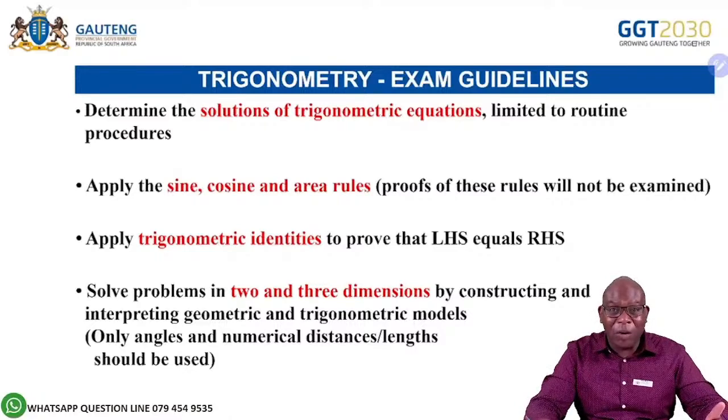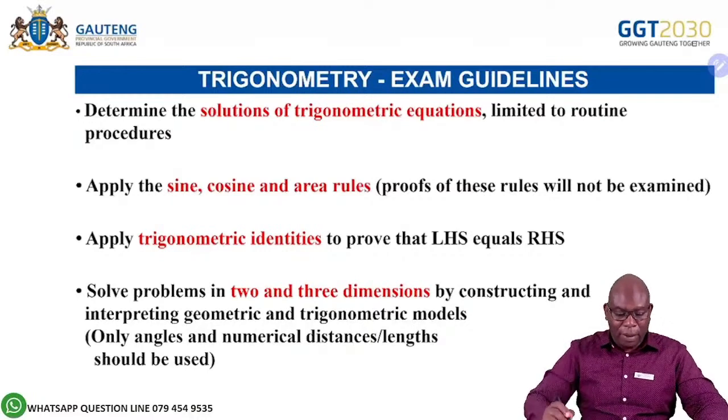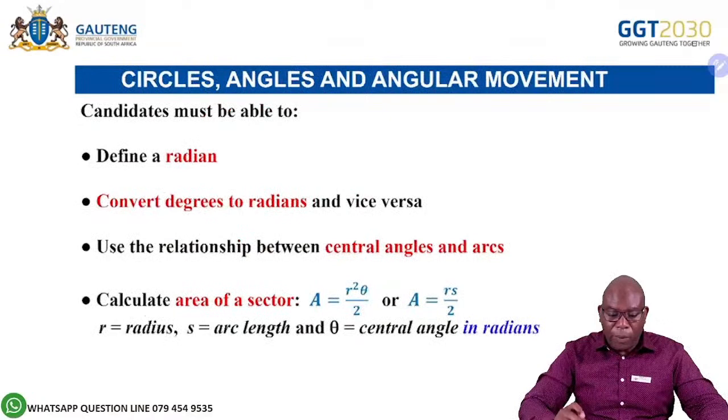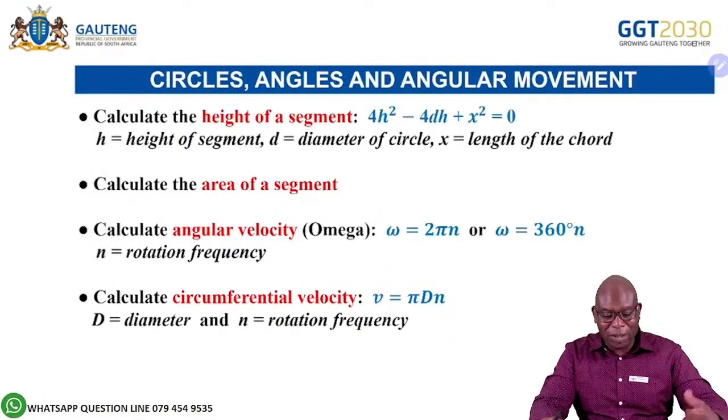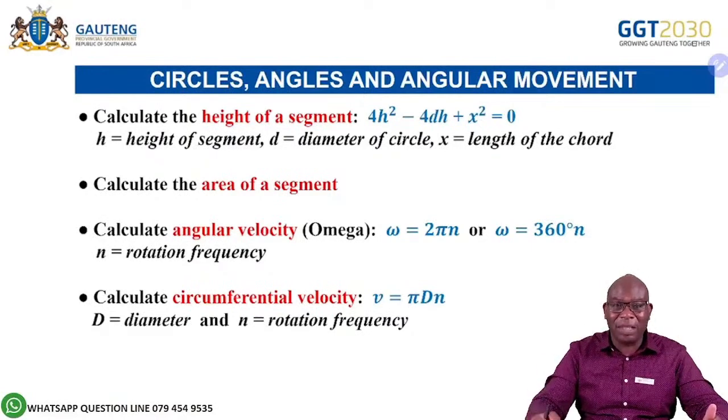In circles, angles, and angular movement, we have to know how to define a radian. We need to convert degrees to radians. We need central angles and arcs. We need to calculate the area of a sector. Again, we need to be able to calculate the height of the segment. We need to calculate the area of the segment also. We need to be able to calculate the angular velocity and the circumferential velocity. The formula sheet is there. Please make use of the formula sheet.